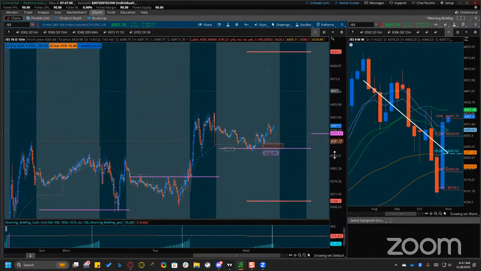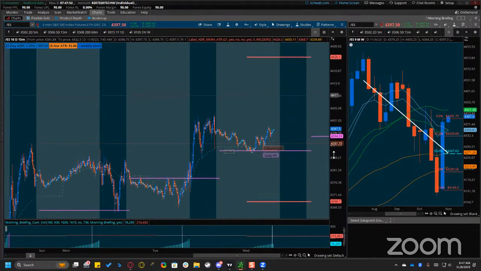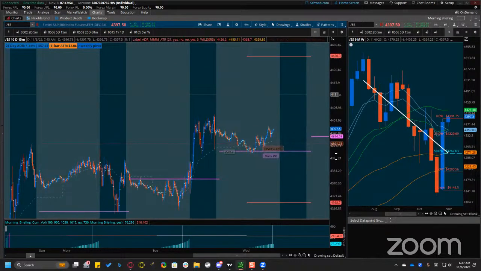Right now, we just want to focus on where those two red lines are. That's the ADR half, 43.68 and 44.26. The reason that those red lines are so important is it's the 21-day average.